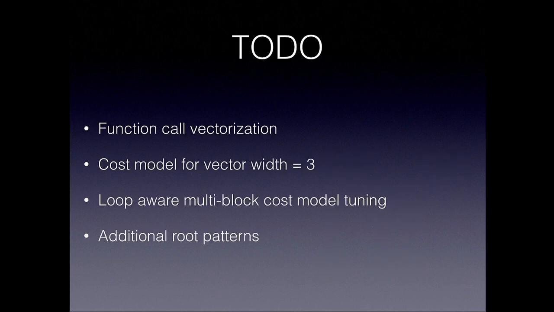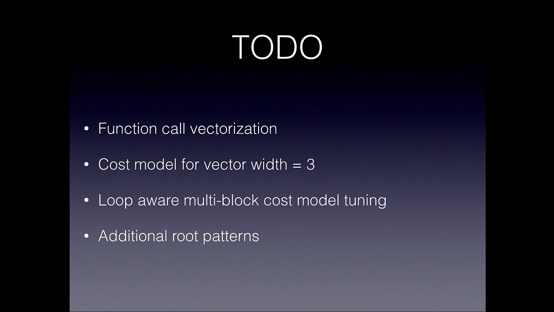But the work is not done. We can still improve the SLP vectorizer. First of all, we should add support for vectorization of function calls. Power, sine, cosine, we should be able to vectorize that. Cost model. So right now, the cost model for vectors that are not a power of 2 is not very accurate. And we have some regressions, and we decided to be conservative. So we disabled vectorization of not power of 2 vectors.